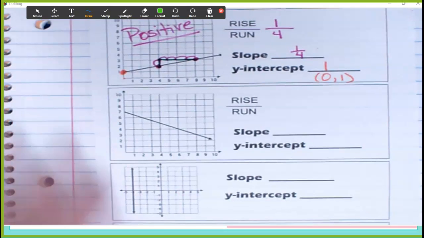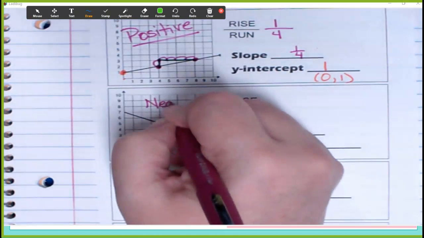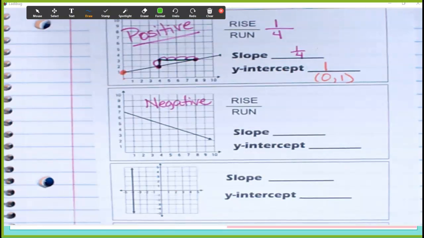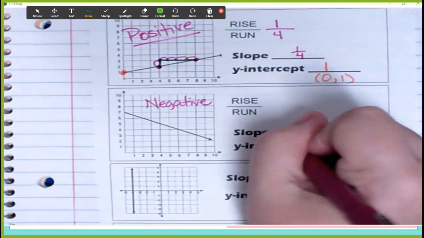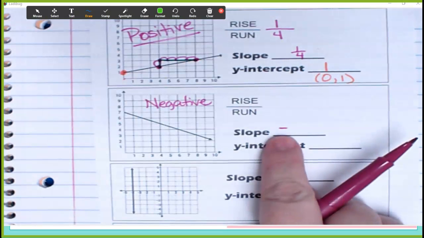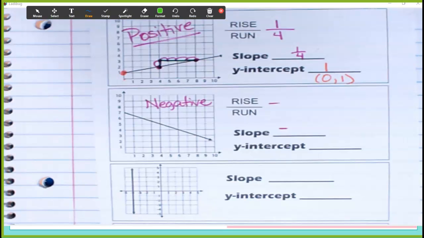What kind of slope? Negative. Help your brain out, make a little note. Let's go ahead and say my answer to slope is going to be negative. What happens if we don't remember to put the negative? It looks like a positive, and is that right? No, it's not. So help yourself out. I know it's already going to be negative. My answer has to be negative.